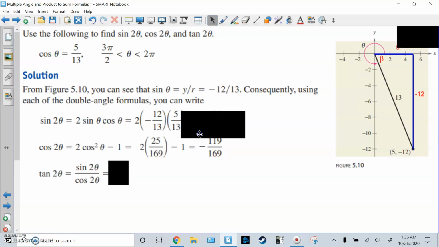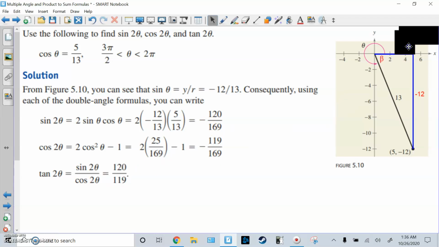Then for tangent 2 theta, we could do the formula, or we could be smarter and actually just say that tan 2 theta is just sine 2 theta over cos 2 theta. That's the quotient identity, right? So we just use this divided by this. Now they skip the step, but it's fraction divided by fraction. That's fraction times fraction. Negative times negative is positive, so it's going to be positive 120 over 119.